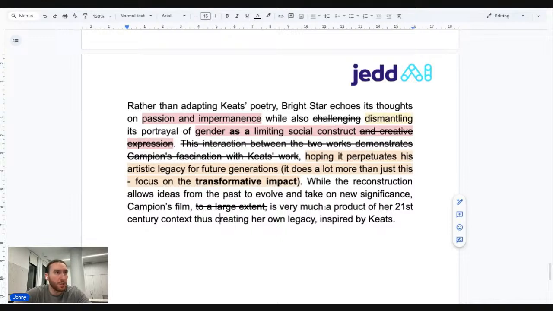"Campion's film is very much a product of a 21st century context, thus creating her own legacy inspired by Keats." Okay. You kind of added this "inspired by Keats" thing at the end. You really want to say she's created her own legacy while reviving that of Keats or something. It's just a little bit clunky there at the end. That's just an example.